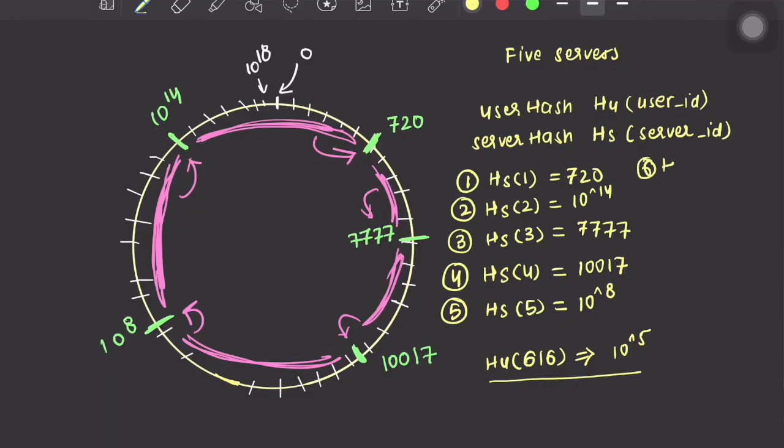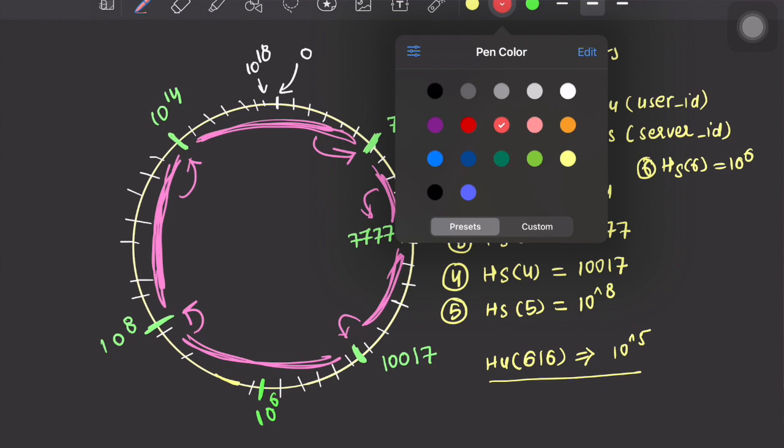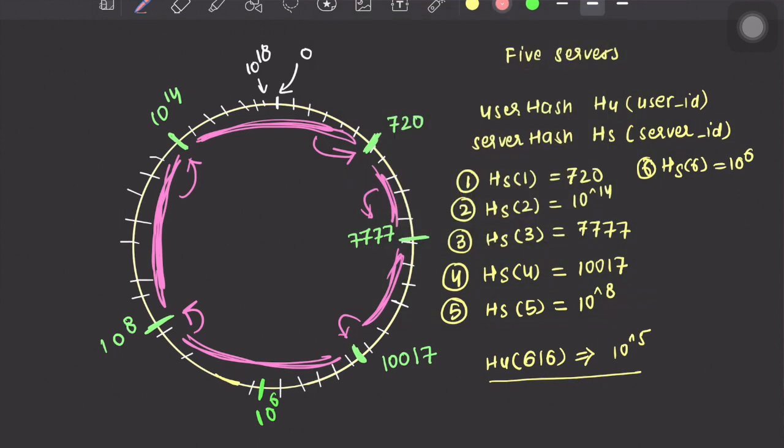We add a new server in the infra. To add a new server, the sixth server, we first calculate its hash. Say we get 10 to the power 6 as the hash value. Here, all these users which were previously being served by 10 to the power 8 will now be served by 10 to the power 6. Their context will be moved from the 10 to the power 8 server to the 10 to the power 6 server. But all these users which were previously served by 10 to the power 8 will also continue to be served by 10 to the power 8. This way, disturbance while adding a new server is reduced and no downtime is required.